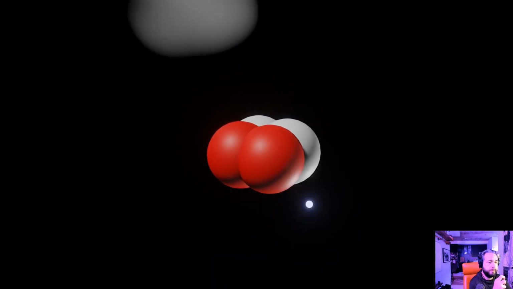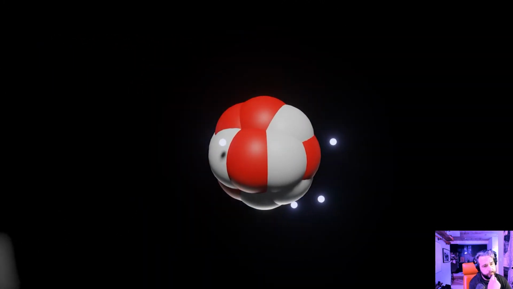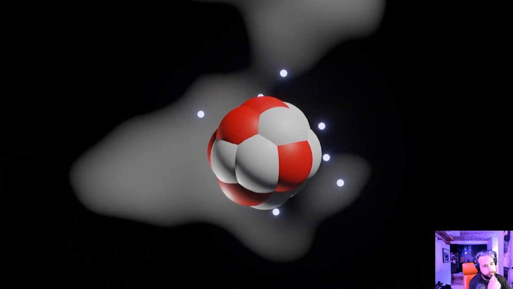As an atom increases in size, it also increases the number of electrons orbiting around it. Because electrons have like charges, they don't like to be near each other.